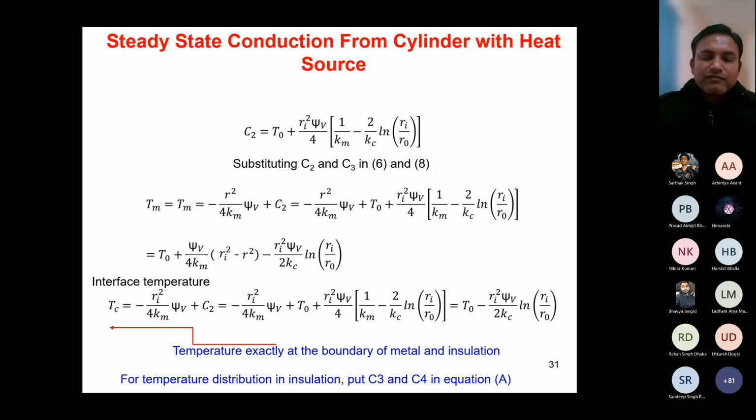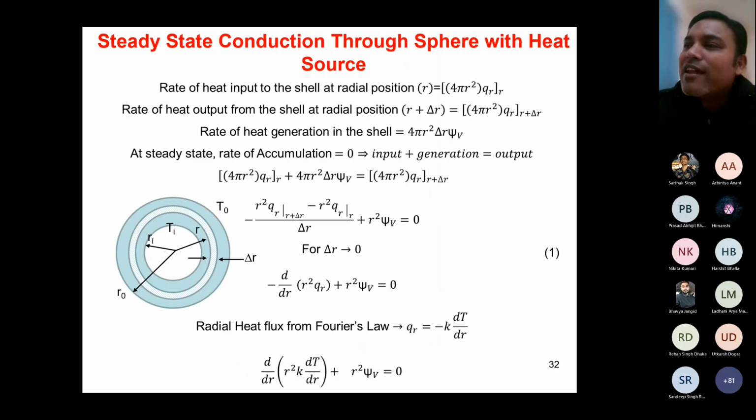Yes, sir. Okay. So let's solve another, similar problem for a spherical geometry with steady state conduction through a sphere with a heat source. So this particular schematic here is for a sphere. Again, we are assuming that at R equals Ri, the temperature is Ti, and at R equals R0, the temperature is T0.